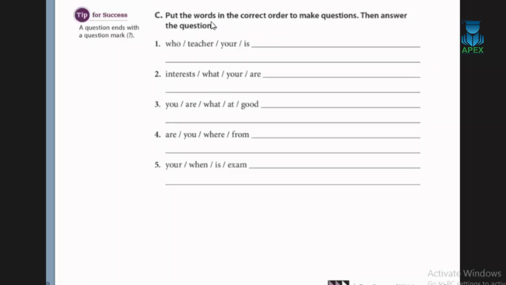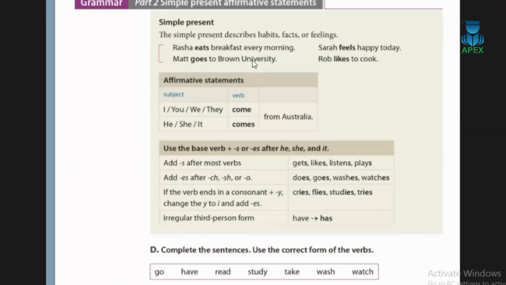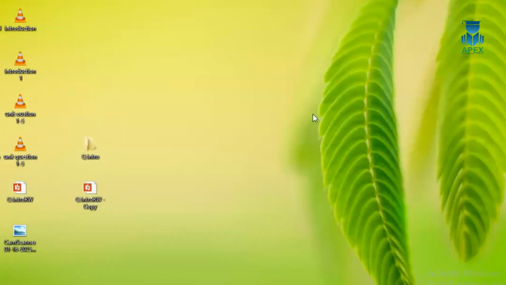Part C. Put the words in correct order to make questions and then answer the questions. So here guys you have the structure. You should make examples with WH words and to be verbs and you should answer the questions. Part 2. Simple present affirmative statements. So in this part we are going to study about simple present tense.